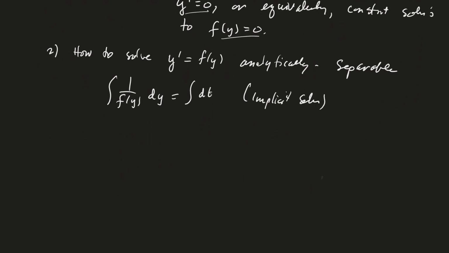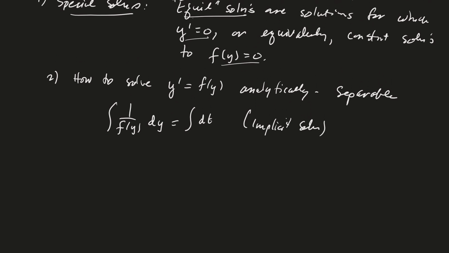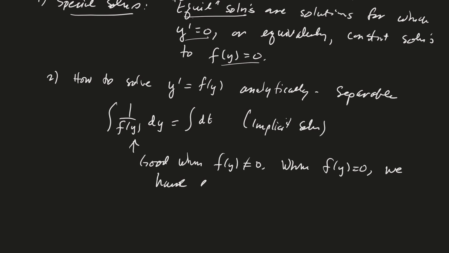By the way, when you go to do this analytically, you should automatically say that these solutions are good when f of y is not equal to 0. Because when f of y equals 0, we have equilibrium solutions. Okay, and so those are found separately. Sometimes you can get the equilibrium solution by a choice of constant in this, but sometimes you can't. So that's something to keep in mind: as soon as you divide by f of y, you want to double check your conditions.